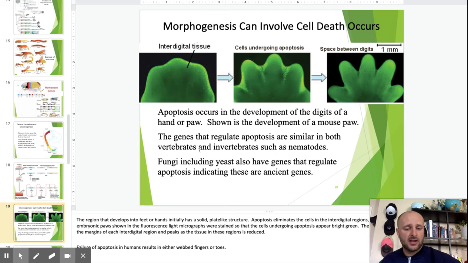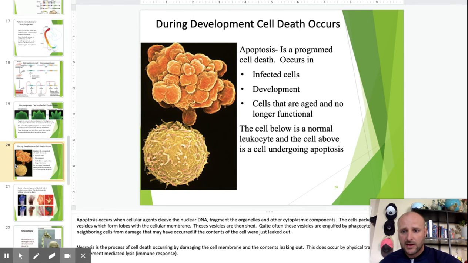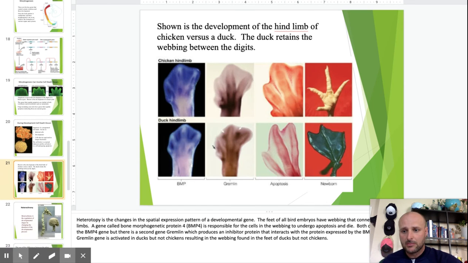Morphogenesis can involve cell death or apoptosis. And you can see how that can create some digits here. This is an example of a normal white blood cell and one going through apoptosis. That can happen because of all kinds of things. This is an example of how programmed cell death can lead towards webbed feet or non-webbed feet in a bird or in a duck, because essentially those programs are turned off here. The genes turn off those apoptosis programs to keep webbed feet.